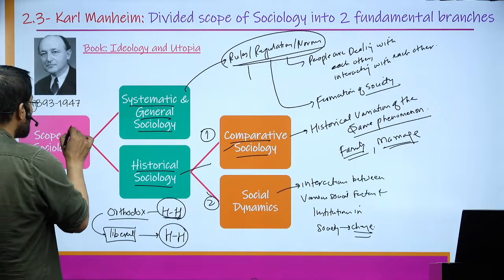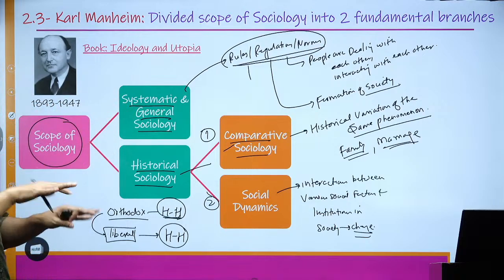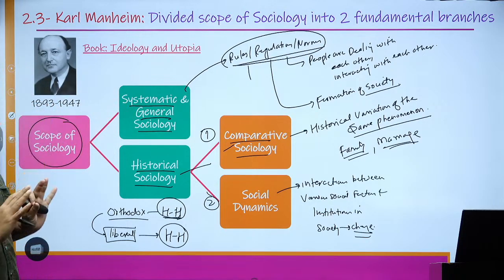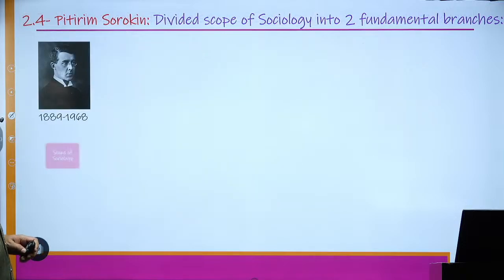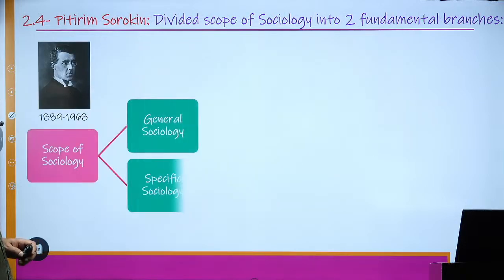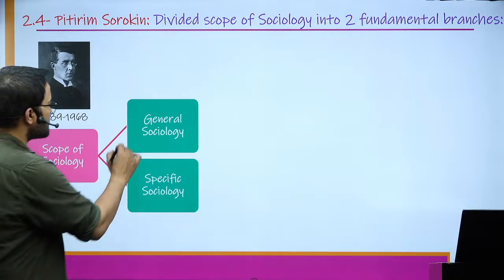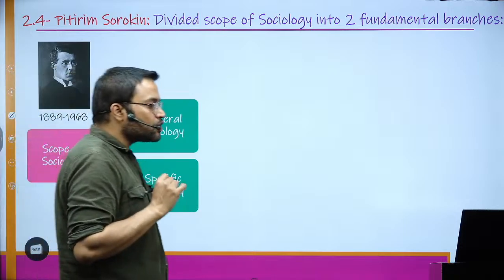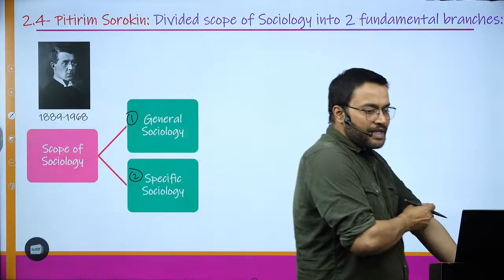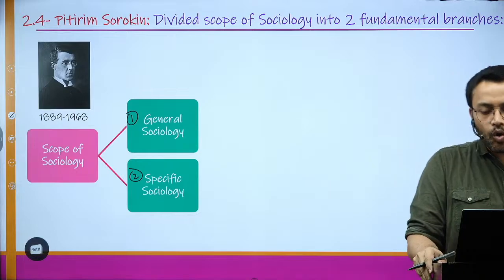Then this means what? The scope of sociology is very broad. Everything comes under the scope of sociology. The same thing Emile Durkheim was also talking about. Then comes Pitirim Sorokin. He also talked about the scope of sociology, and he talked about it in two parts: general sociology and specific sociology. Now, what does general sociology mean? General sociology means it deals with institutions that are found all over the world.